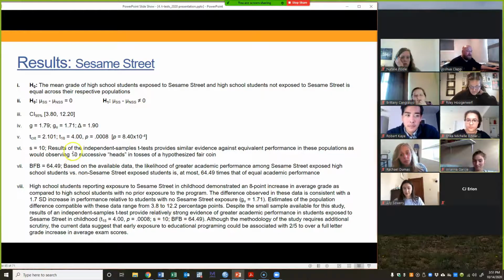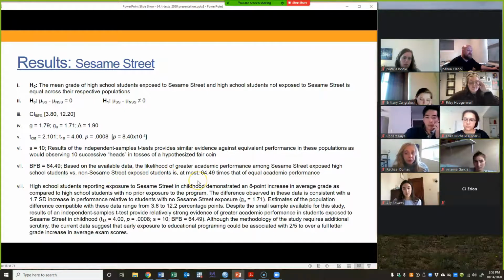I could also, again, take that p-value and put it into something that makes some sense intuitively, as evidence against the null. With the Bayes factor, my Bayes factor is what we calculated here, 64.5. We could give an interpretation of this, saying: based on the available data, the likelihood of greater academic performance among Sesame Street exposed high school students versus non-Sesame Street exposed students is at most 64.49 times that of equal academic performance. Is this starting to become pretty compelling?